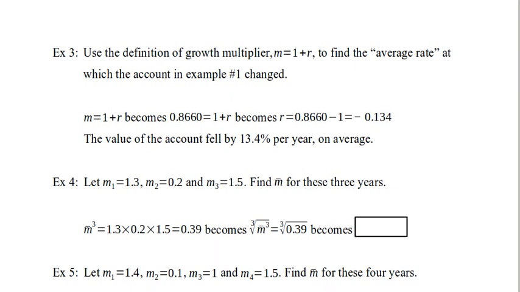If finding the cube root key in your calculator is a pain, you can always use the fractional exponents and rewrite this as 0.39 raised to the 1/3 power. That might be easier in a modern calculator. And when you do that, you get that the growth multiplier, the average growth multiplier, is 0.7306. So that was 3 years.